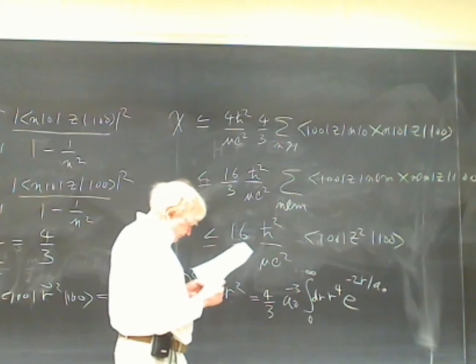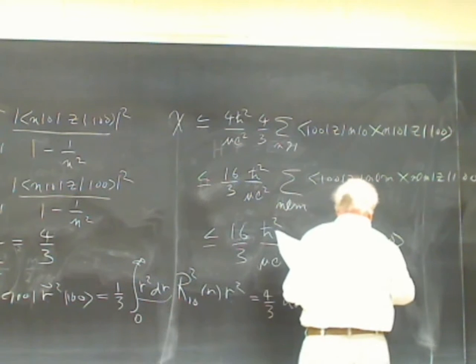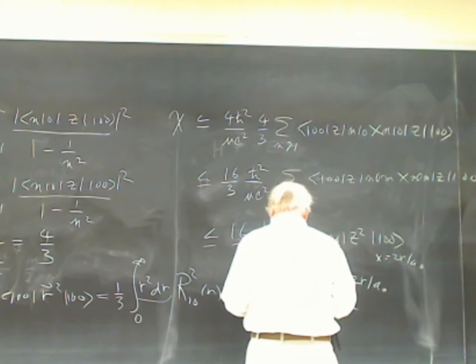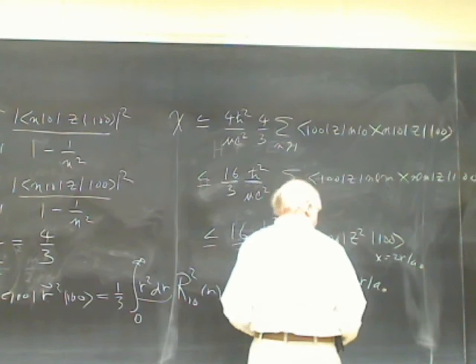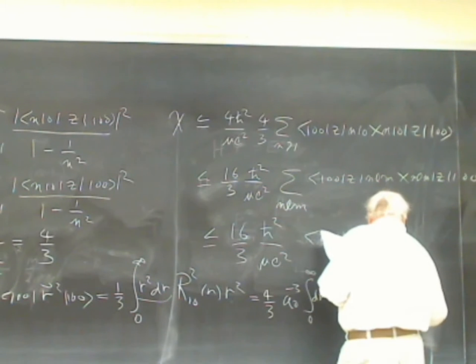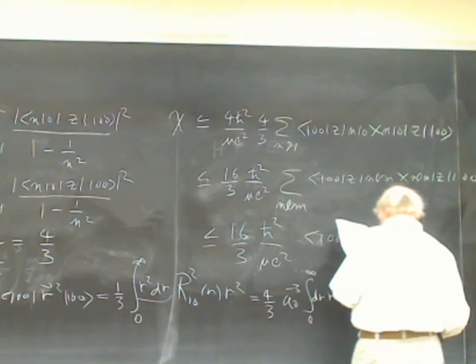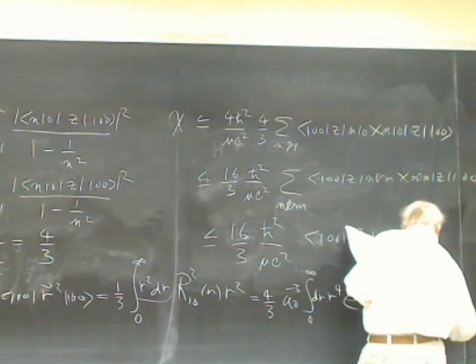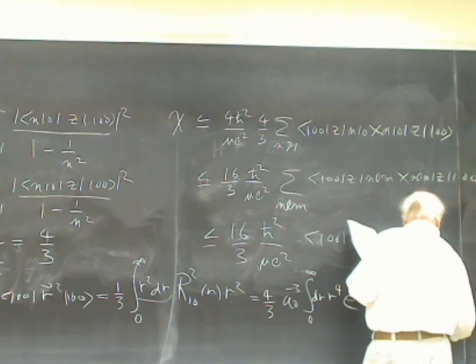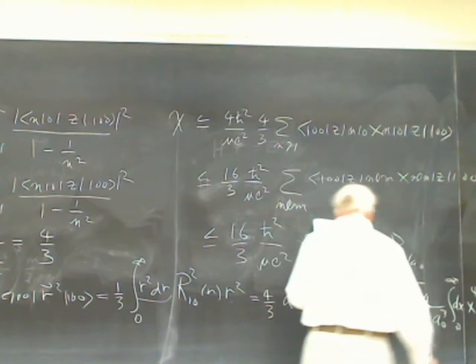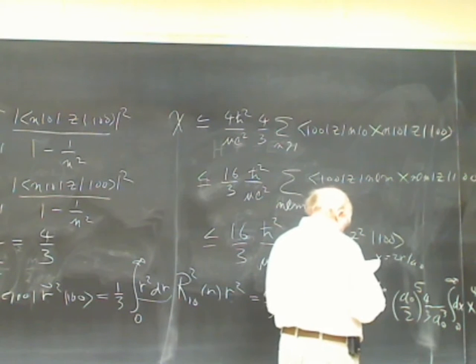So now we let x equal 2r over a0 and change variables, and this turns into a0 squared over 2 to the 5th, because we've got dr here and r to the 4th there, times 4 over a0 cubed in the denominator, integral 0 to infinity dx, x to the 4, e to the minus x. Of course, it's a famous integral, and it gives you 4 factorial.